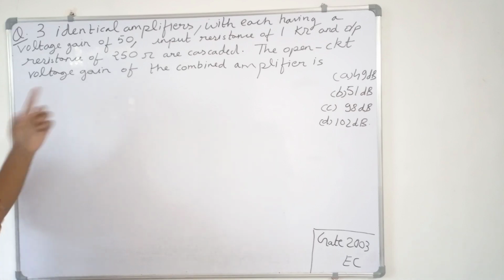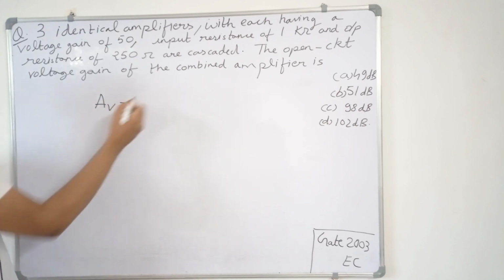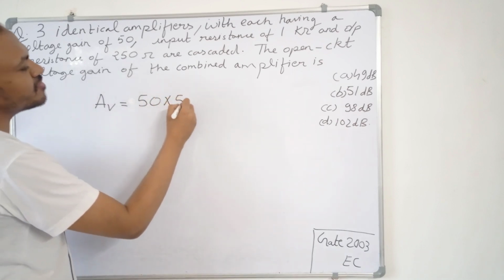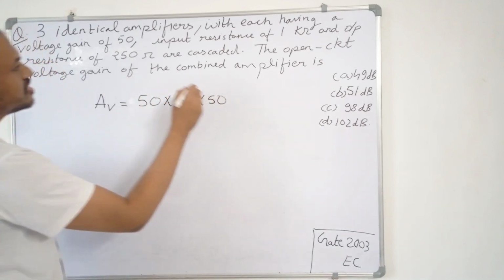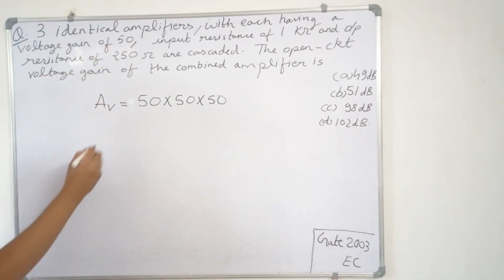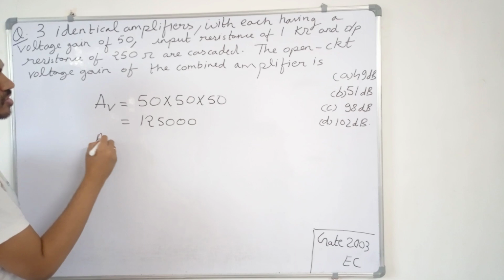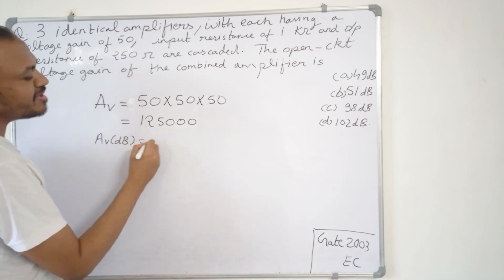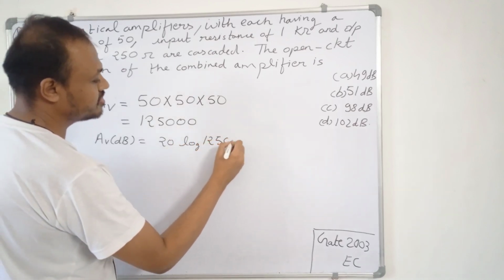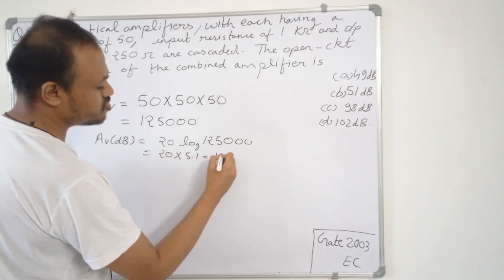Now suppose there is no output resistance, then we can simply say that the voltage gain of the combined amplifier will be equal to the multiplication of the voltage gain of all the amplifiers. Each having a voltage gain of 50, the combined voltage gain will be 50 into 50 into 50, which is equal to 125,000. In dB, this will be 20 log of 125,000, which is 20 into 5.1, equal to 102 dB.